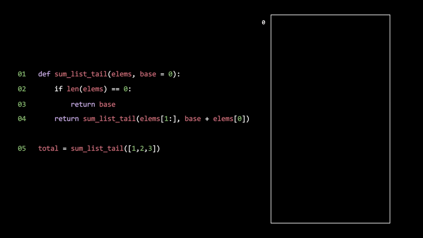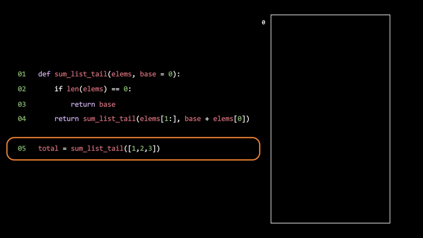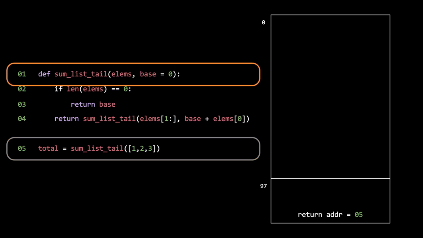Okay, so first thing we're going to do is the outer call with SumListTail of 1, 2, 3. So we're going to create a stack frame, of course, for that, because we are calling a function. We need a stack frame. We need to know how to get back here. We need to know that line 5 is where we originally came from. And of course, we're going to create the local variables, LMs and base. So we're going to declare those. And of course, LMs is going to be 1, 2, 3, and base is going to be 0.